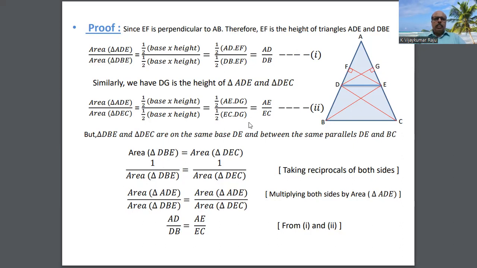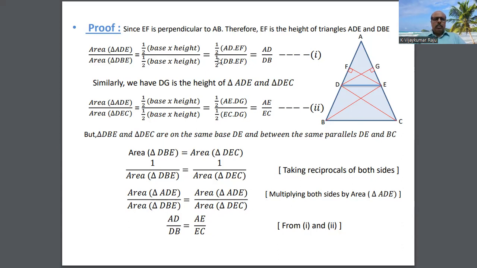Now from the first condition, this is equal to AD upon DB. So area of triangle ADE upon area of triangle DBE is equal to AD upon DB. And from the second condition, you find that this ratio is equal to AE upon EC. So from 1 and 2, you get AD upon DB is equal to AE upon EC. So this was the proof of the basic proportionality theorem.